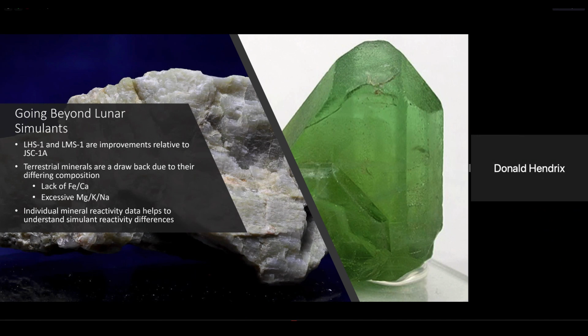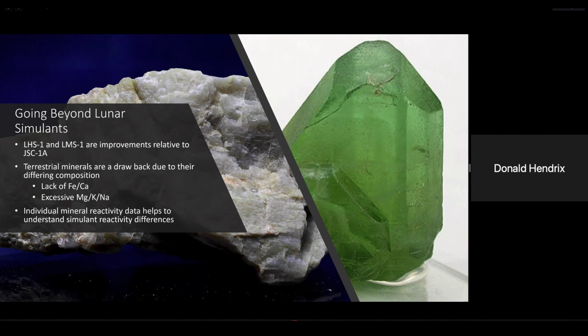And so we talked about the lunar simulants, their reactivity, the terrestrial minerals and their reactivity, and how the more iron-rich materials are more reactive, and how materials that have metal iron in them are even more reactive. But there are, of course, drawbacks in using these materials, the fact that they're made of terrestrial minerals. So you're lacking the high amounts of iron and calcium you observe on the lunar surface, and you have too much magnesium, sodium, and potassium. One way we can get around this is we can make our own samples.